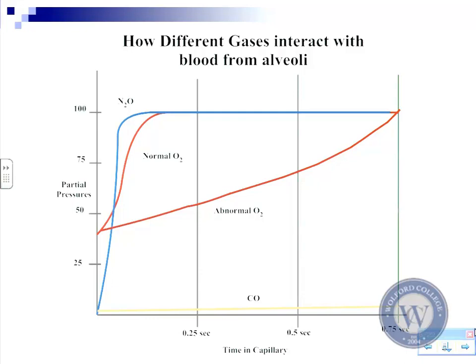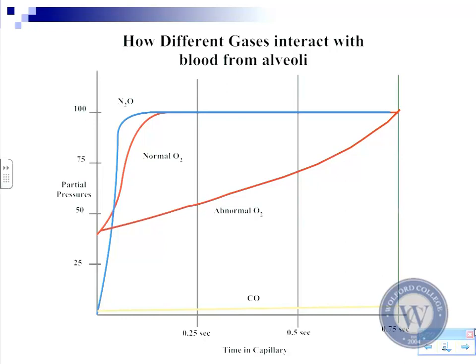The other 0.5 seconds, which is the total 0.5 seconds, is reserve. So most people, when we're running and going at full bore, when our velocity of blood increases, so our actual time in capillary goes down to around 0.25, we're still getting plenty of oxygen and we're happy. No problems.